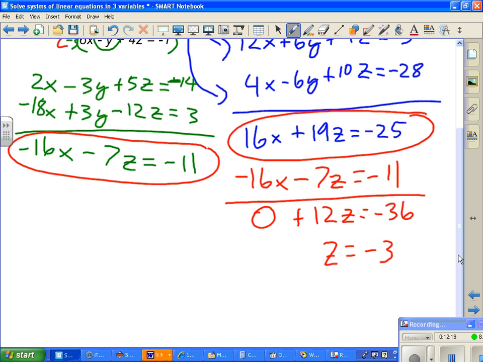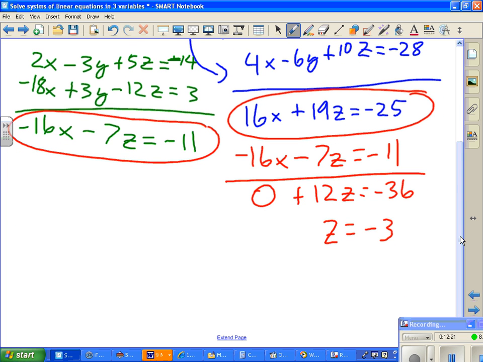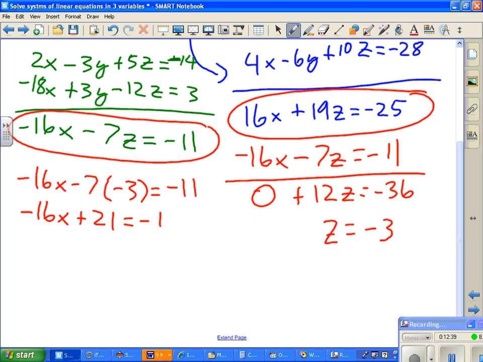Well, let's go ahead and finish this up now. I need to plug back in and get something for x now that I know what z is. So let's just use this. Negative 16x minus 7 times negative 3 equals negative 11. Negative 16x plus 21 is negative 11. So I subtract the 21 over, I get negative 16x equals negative 32. So x is a positive 2.